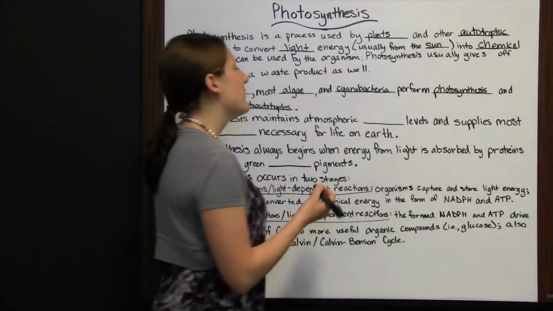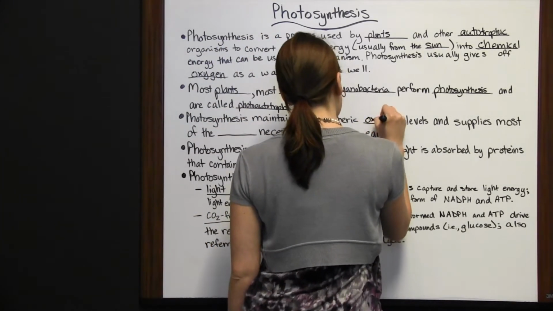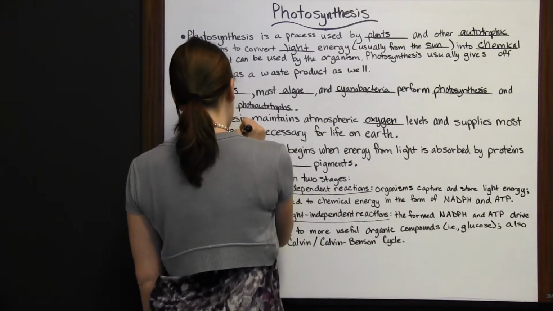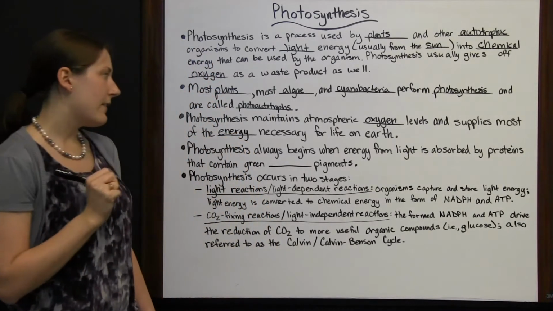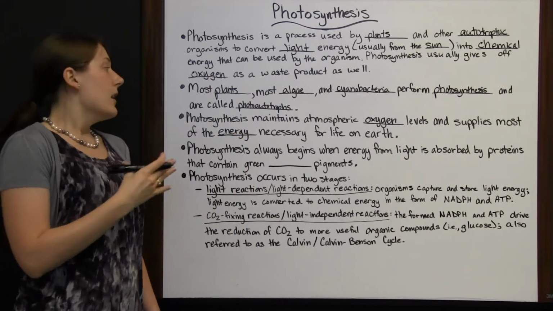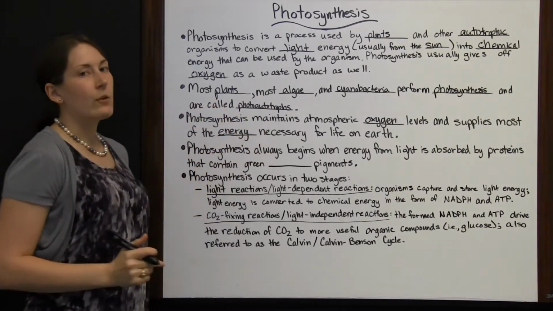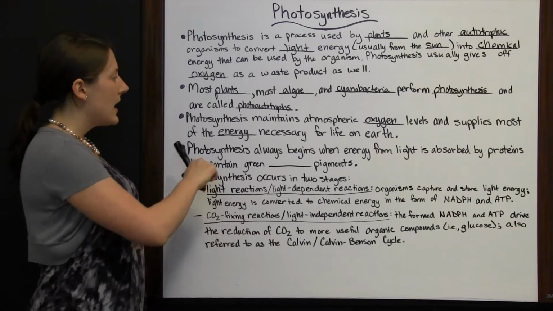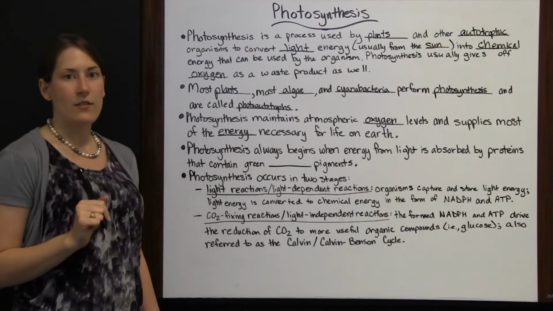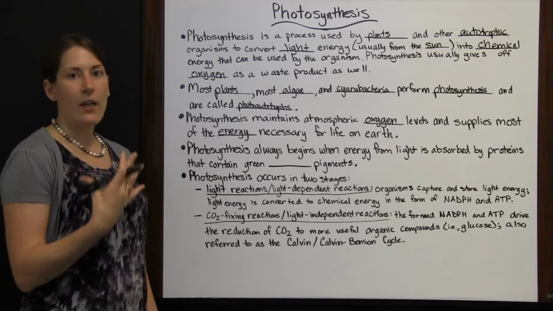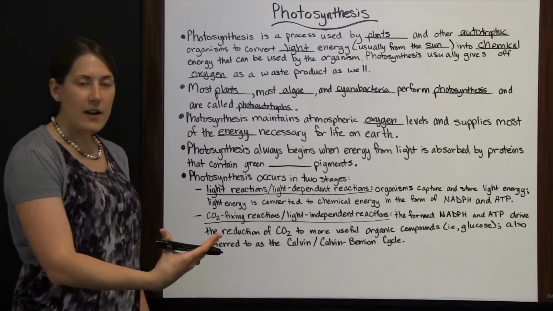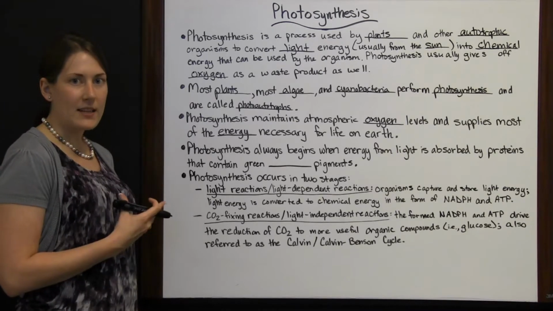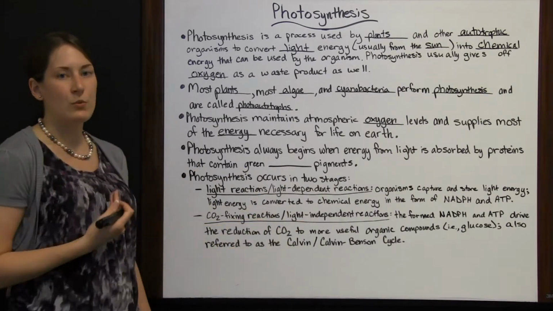Photosynthesis maintains atmospheric oxygen levels and supplies most of the energy necessary for life on Earth. So, as these autotrophic organisms take in carbon dioxide, they let out oxygen and help maintain the atmospheric oxygen levels, because people and other organisms exhale carbon dioxide, and the plants or other autotrophs take that carbon dioxide in and turn it back into oxygen, which we breathe.